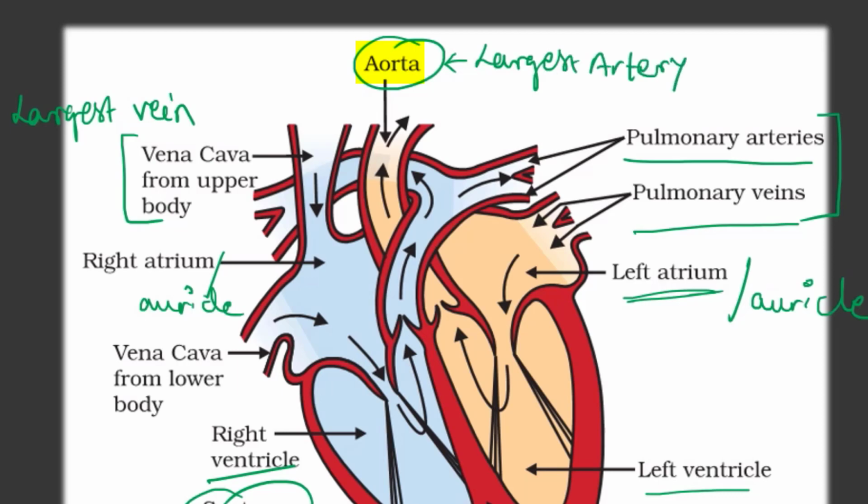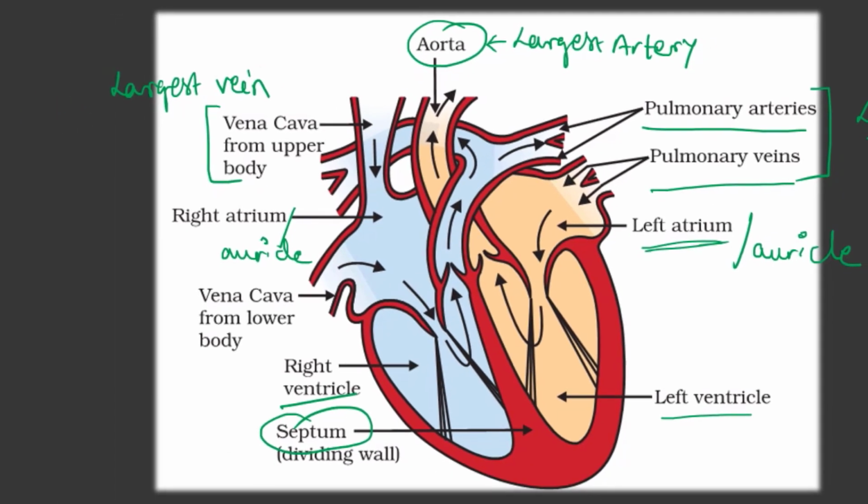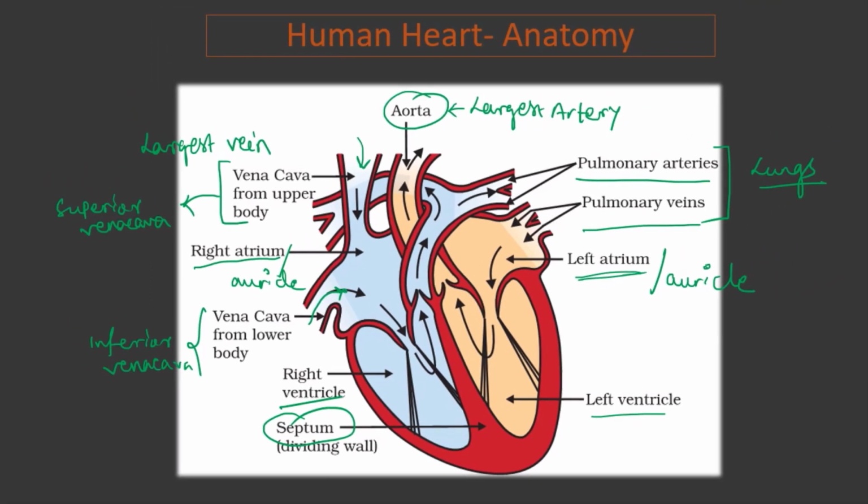We'll talk about what's actually happening and what the role of each of these is. But in general, what you have to understand is there is the superior vena cava, and this is called the inferior vena cava. Let me put that here. So it is called the superior vena cava and here it is called the inferior vena cava. Now this superior vena cava is going to bring the blood from all the upper body parts, and the inferior vena cava is going to bring blood from the lower body parts, and they're going to pour into the right auricle.